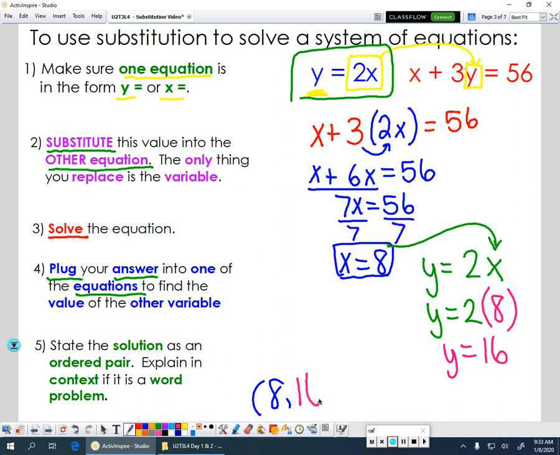So if we think about this, I know my y value is 16 and my x value is 8. Together, those two numbers make my solution to this system of equations. So I have one solution, and that solution is (8, 16). That's where these two lines will intersect.